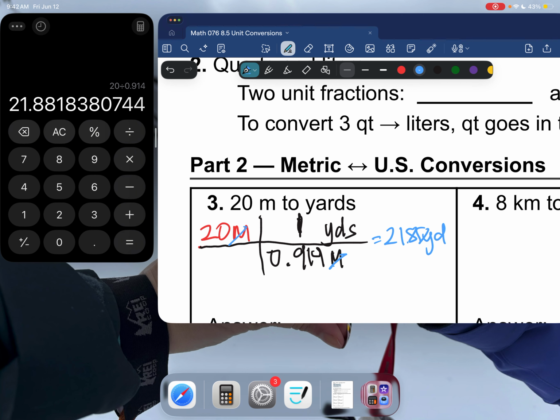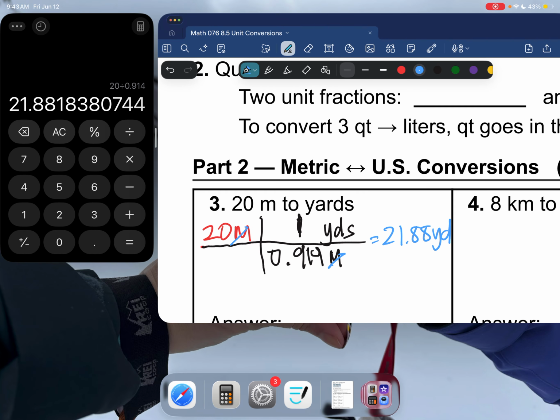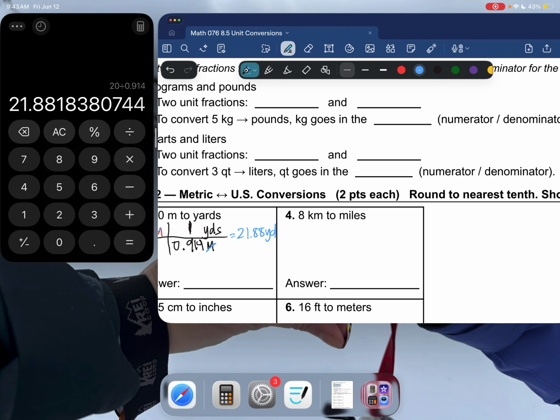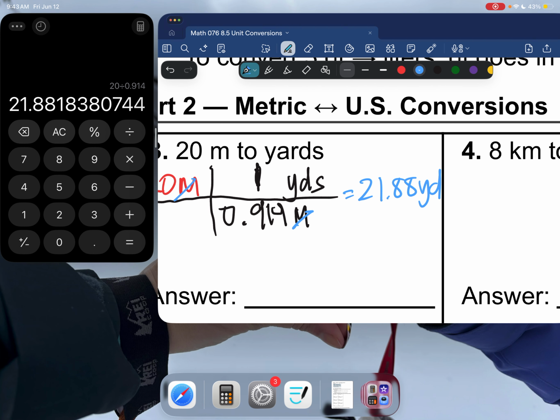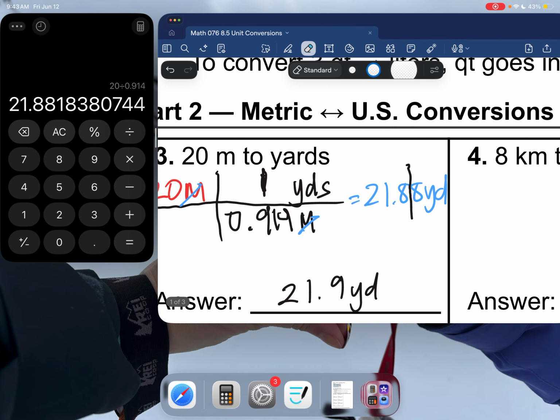21.88. I'm going to rewrite that, it's very hard to read. 21.88 yards. And let's see, am I supposed to round to the nearest tenth? Okay, so I need to round to the nearest tenth. I'm going to draw my line right here, and I notice that after my line, it means I'm going to round up, so I'm going to round to 21.9 yards. Awesome. Okay, let's practice some more of this.